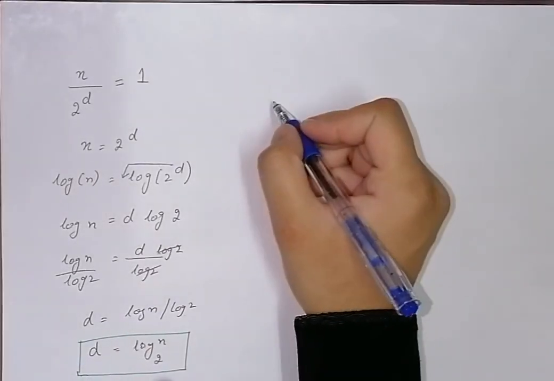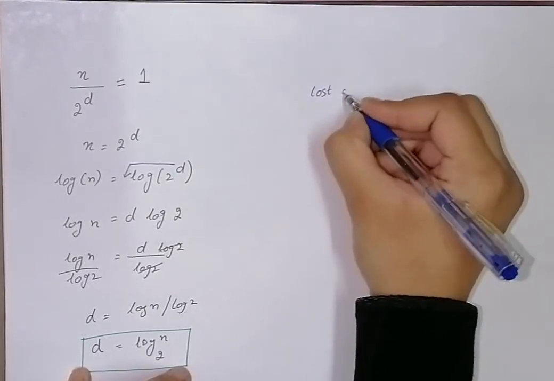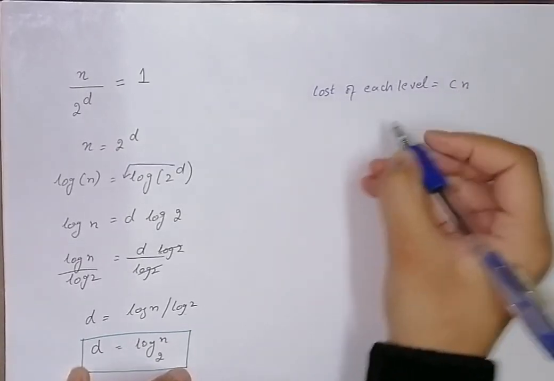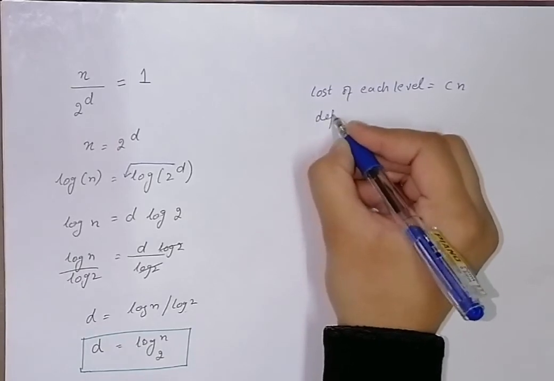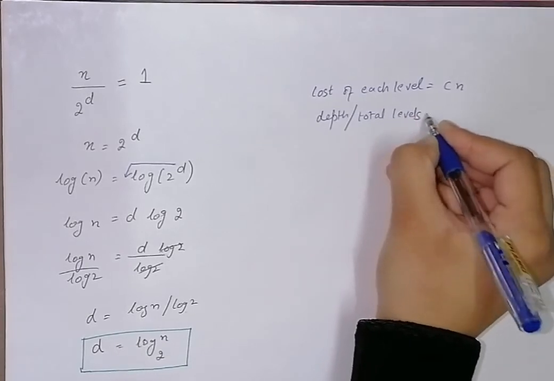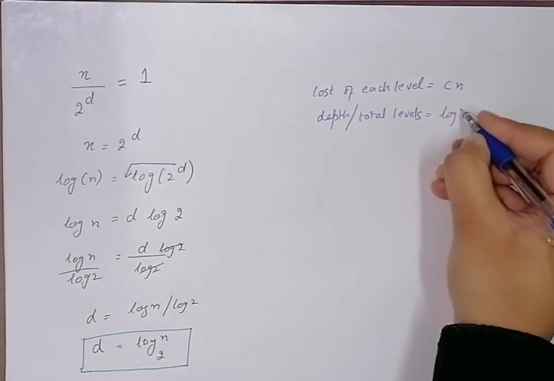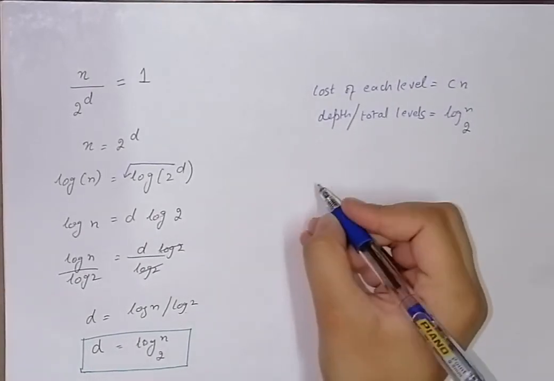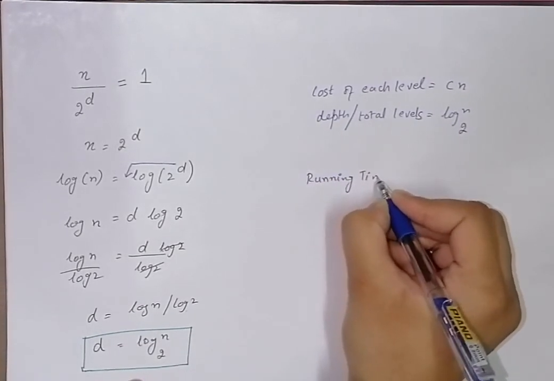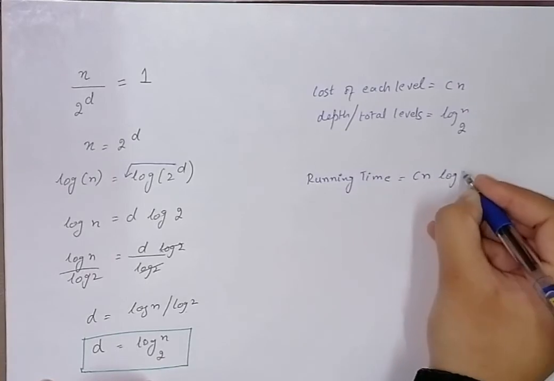So if I write it here, I would say that the cost of each level is c of n, and the total depth, or you can say total levels. What are the total levels? Here you have just calculated the value, which is log of n to the base 2. So if I have to figure out the overall running time of this merge sort algorithm using this method, I basically multiply these two things, c of n into log of n to the base 2.